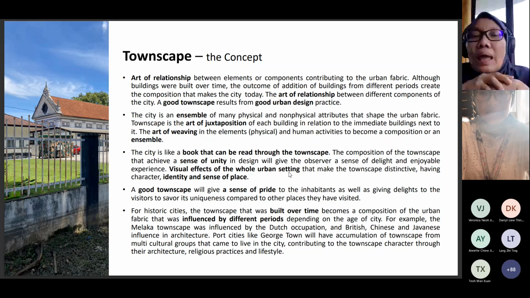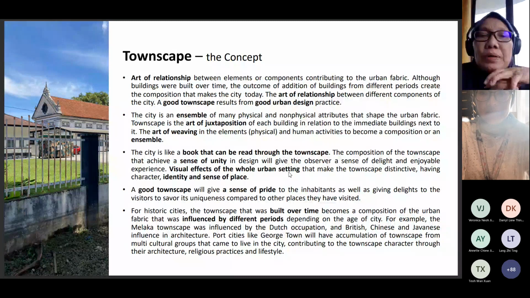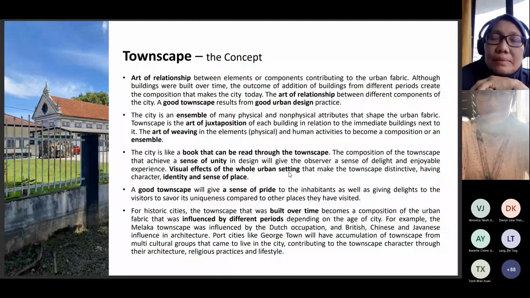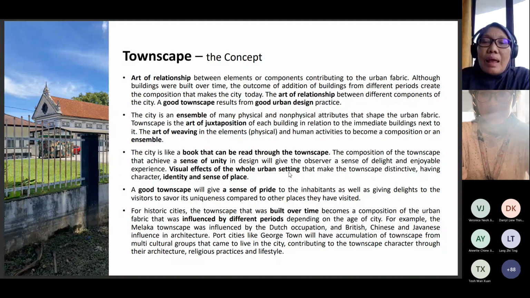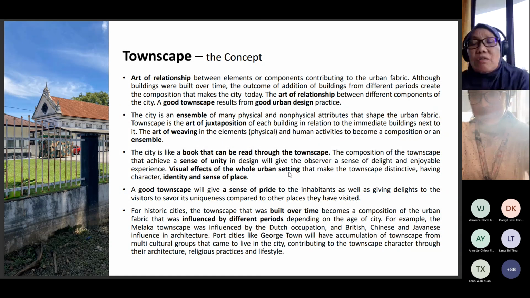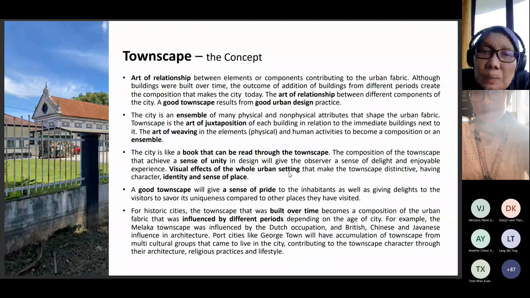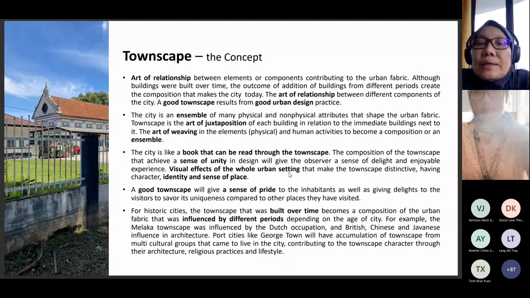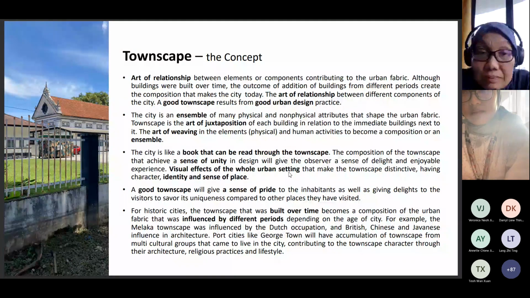And the relationship between these different components of the city will determine whether you have a good townscape, and that is a reflection of whether good urban design practice has been done there. If you're not concerned about urban design, then you can see the product in the townscape that you have. So the city is an ensemble of many physical and non-physical attributes that shape the urban fabric.